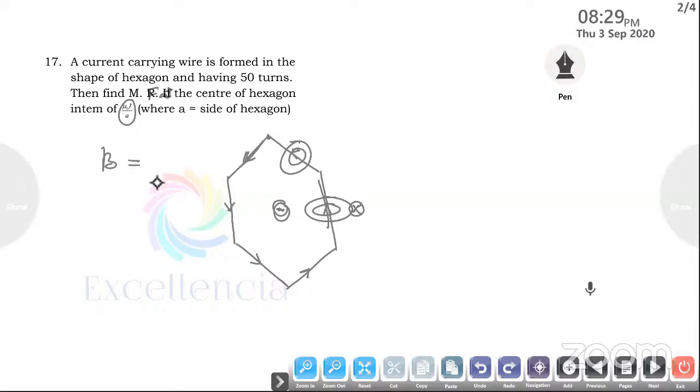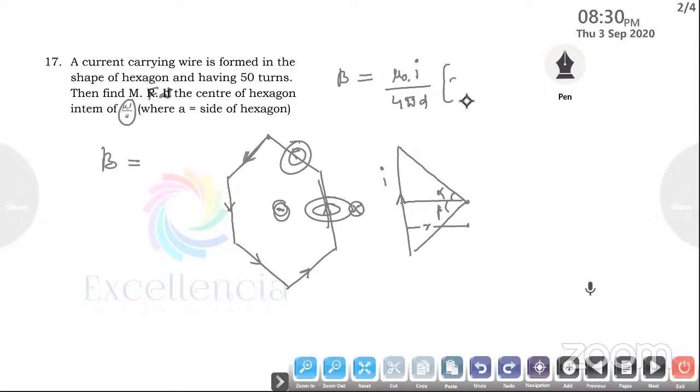we have a finite length conductor. If a finite length conductor carries a current I, and at a particular distance r you want the magnetic field, and it subtends some angles, alpha and beta, then the direct formula we know for the magnetic field strength is mu naught I by 4 pi d into sine alpha plus sine beta.